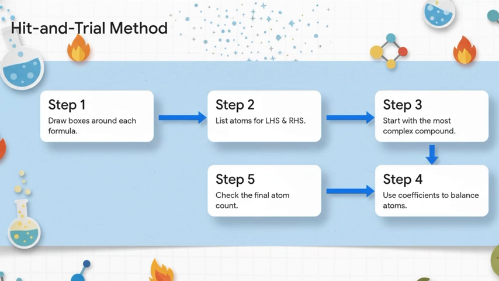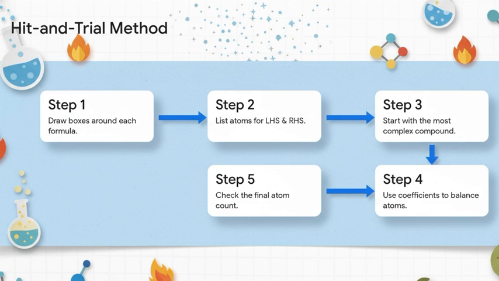So how do we actually do it? Well, we use something called the hit and trial method, which sounds complicated, but it's really just a step-by-step puzzle. You draw boxes around the formulas so you don't mess with them, count up your atoms on both sides, find the messiest looking compound and start there, and then use numbers out front, called coefficients, to make everything match up. Then you just do a final check.